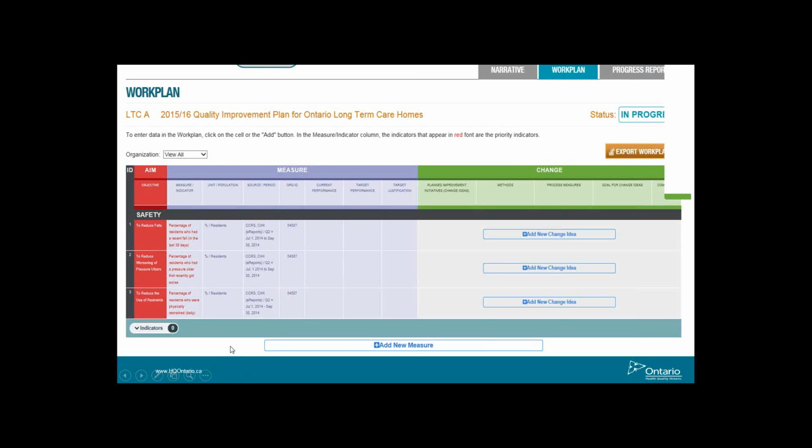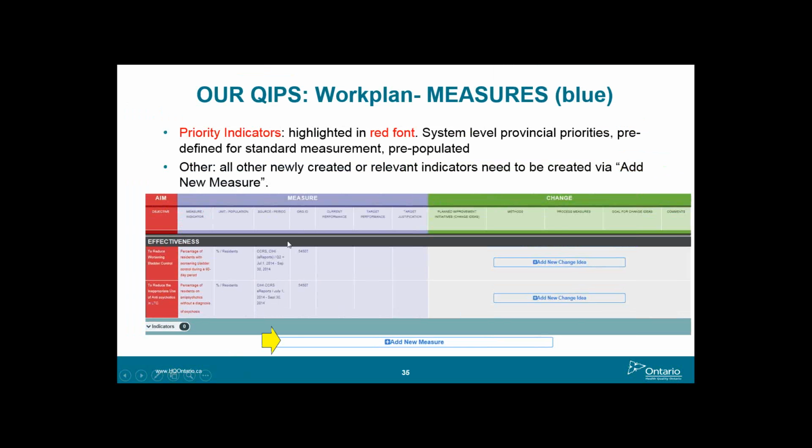And so the priority indicators, as I just said, will be in red, and the others will be created in the add a new measure down here. So if you decide that you want to, let's just take the first one here, reduce worsening bladder control, and the percentage of residents with worsening bladder control during a 90-day period.